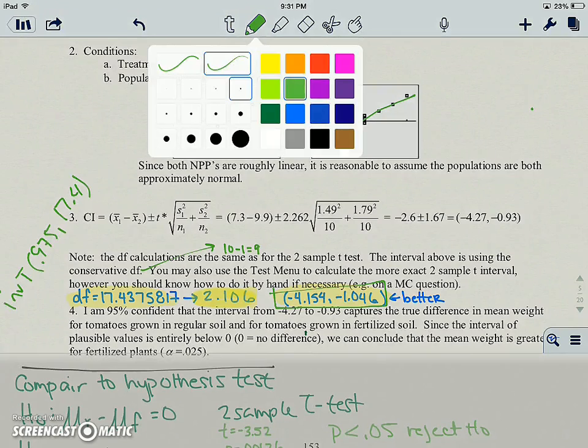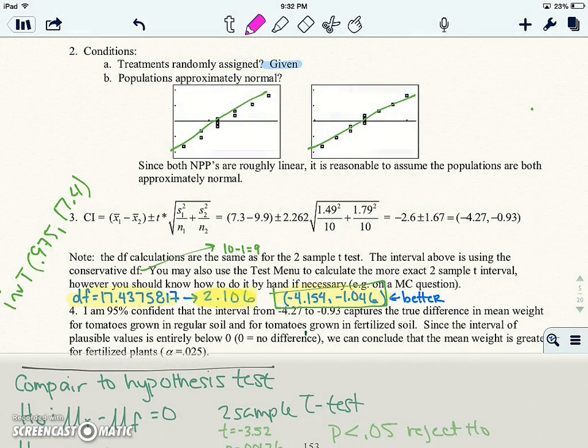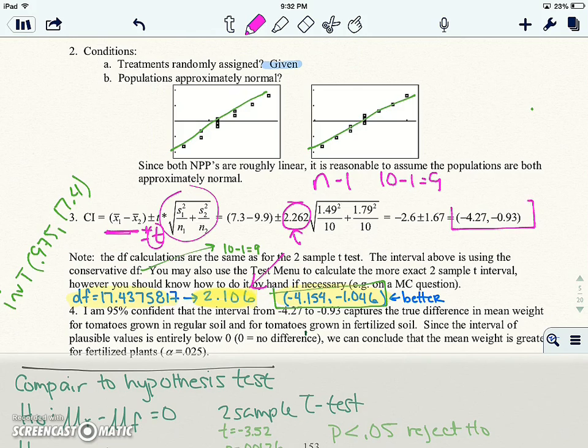However, if you look at our step number 3, it's slightly different. We still did the same thing. It's the difference of the averages plus or minus the critical value times the standard deviation. But this t right here came from the conservative degrees of freedom, which is just the smallest sample size. In this case, they're both 10, minus 1, which is 9, which would give you a slightly different t-value, 2.262 versus 2.106. And then, of course, you could do the math, and this would be the conservative confidence interval.